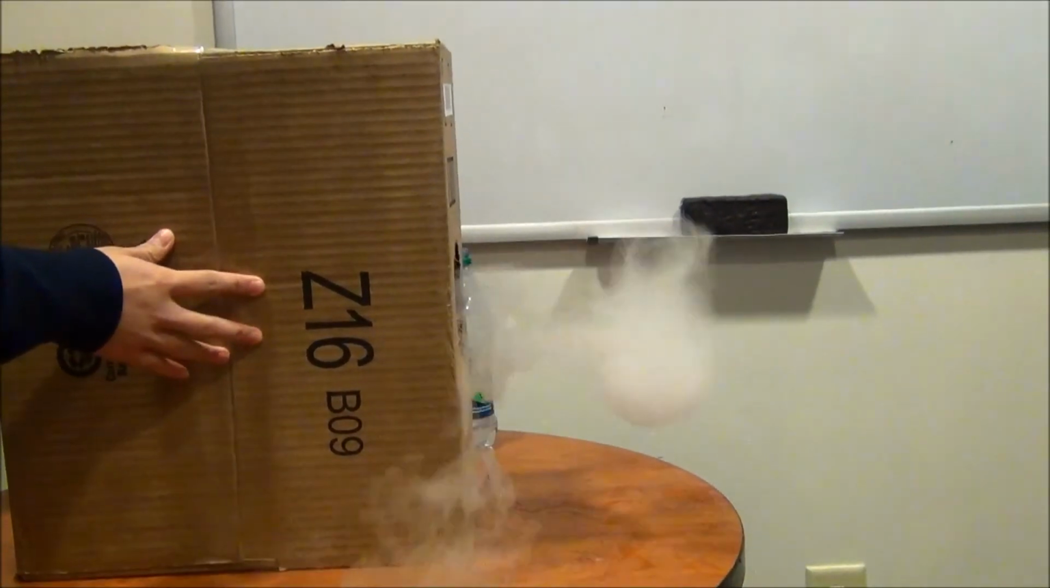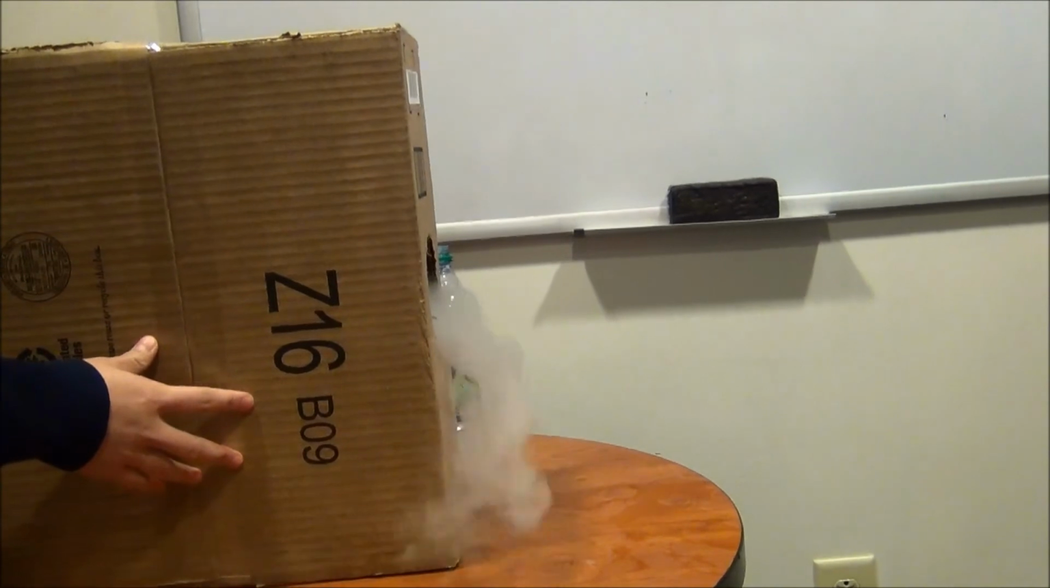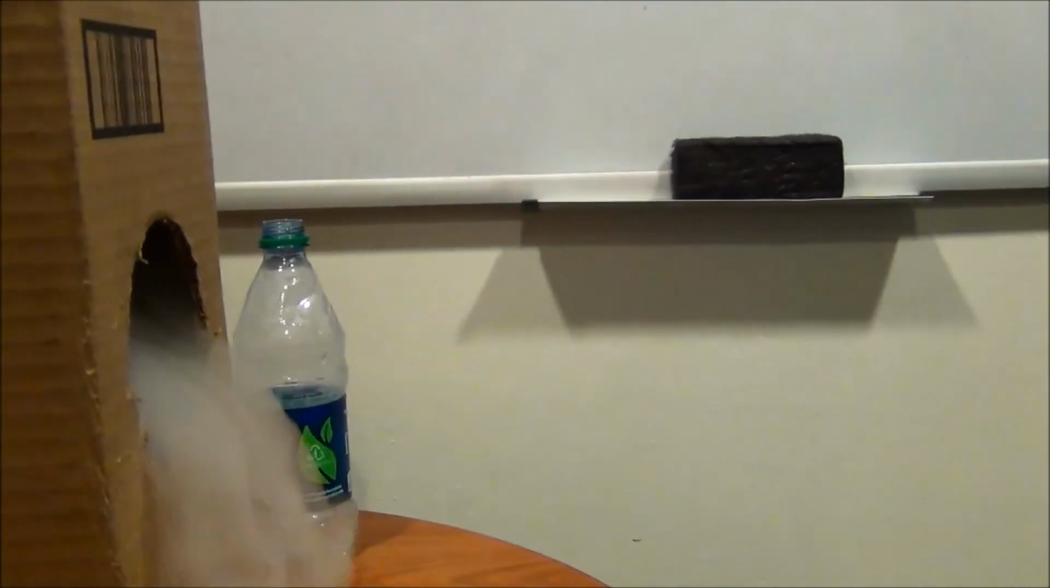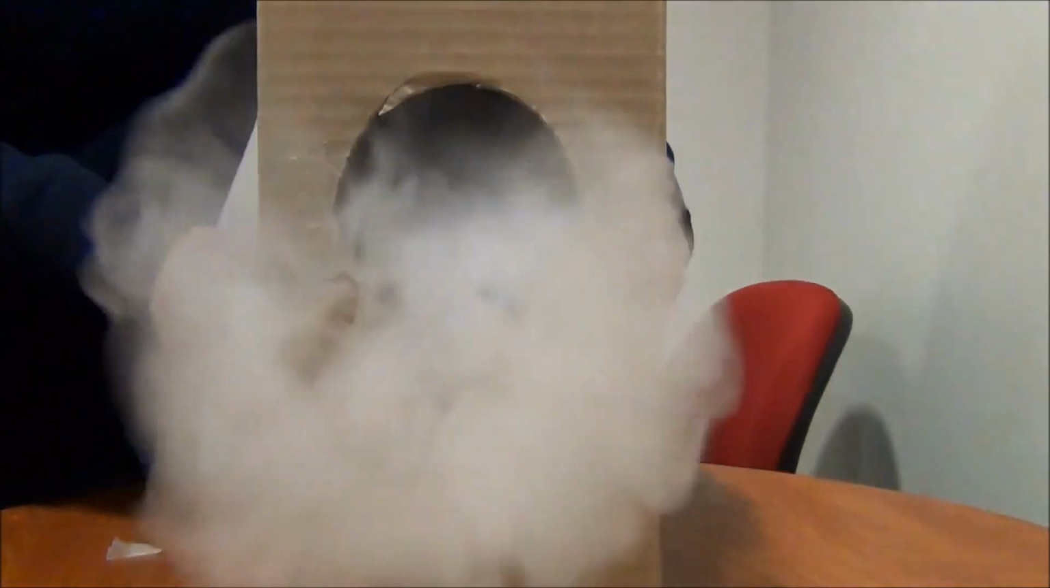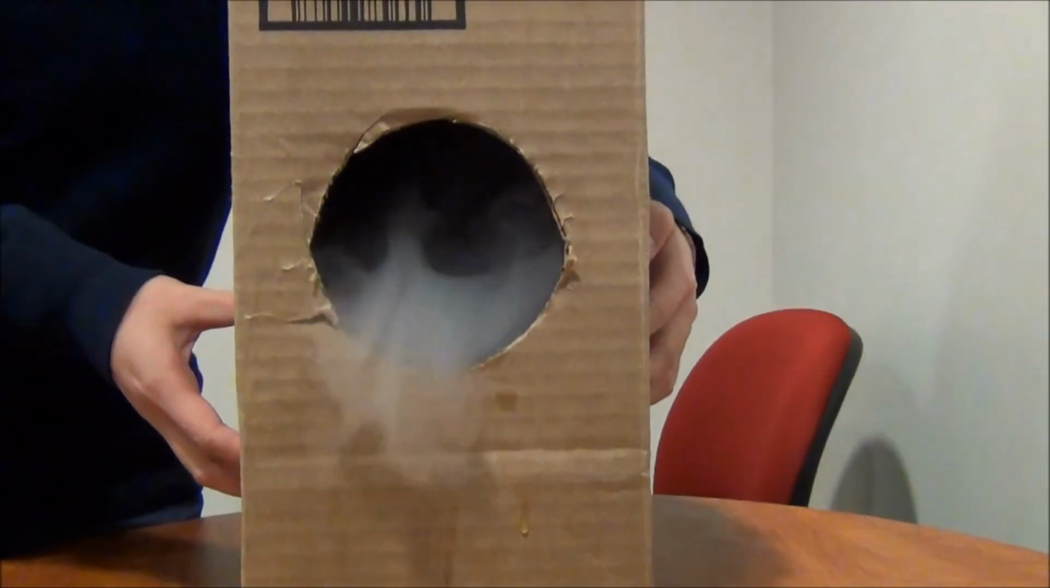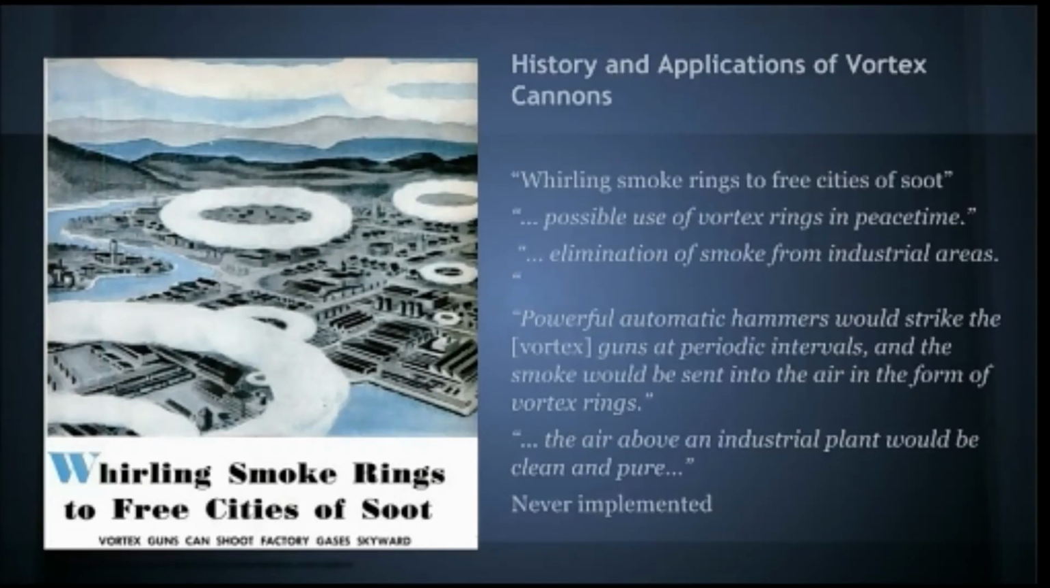Here's an example of a vortex cannon we made. It was made with a cardboard box and dry ice. You can clearly see the rings form and project forward. Nice. Oh yeah. Look at that. It was once proposed that cities could implement vortex cannons to clear the ground of smog.